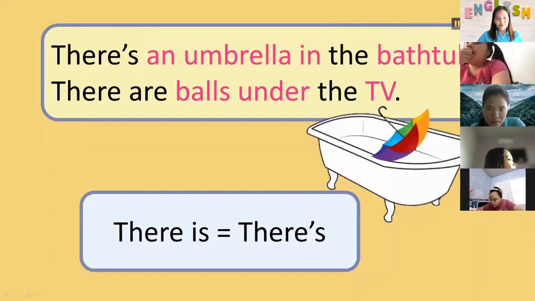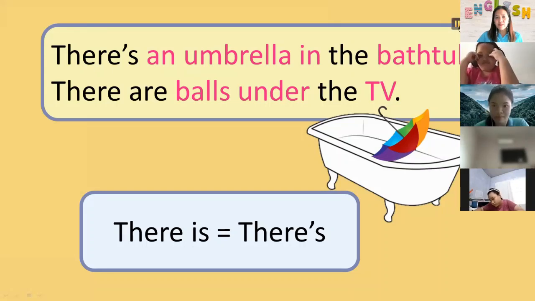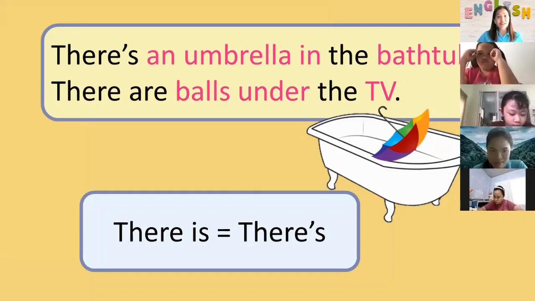Page 51. There's an umbrella in the bathtub. There are balls under the TV. Teacher, it's very soft. Okay, hang on. Umbrella in the bathtub. How about now? Very soft. Yes, very soft. Okay, hang on. There's an umbrella in the bathtub. There are balls under the TV.